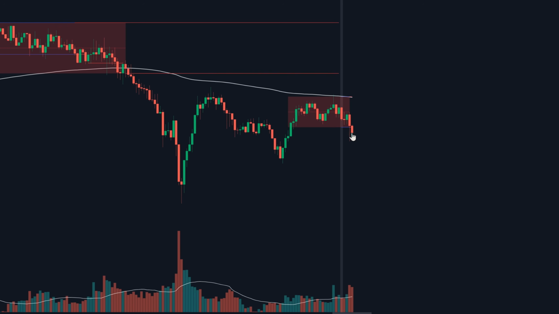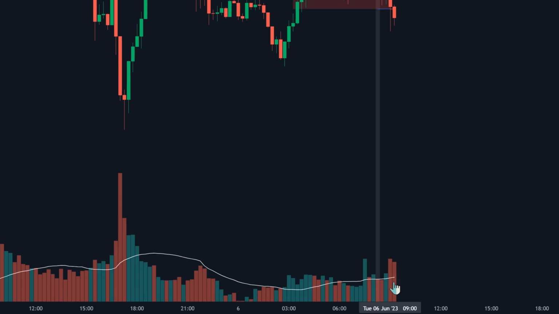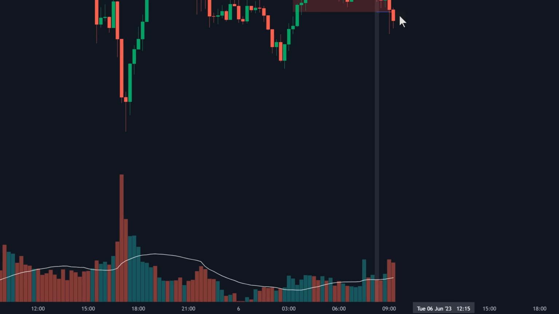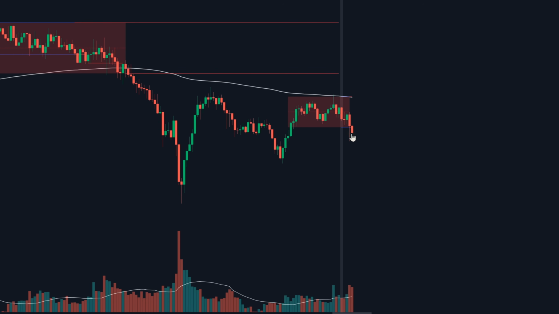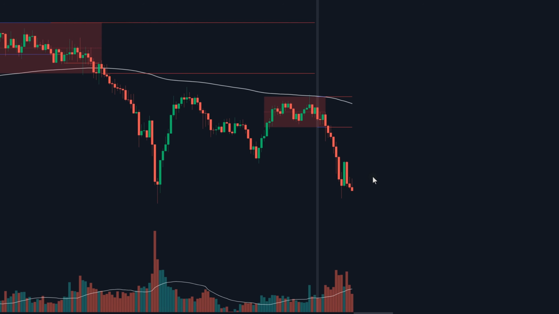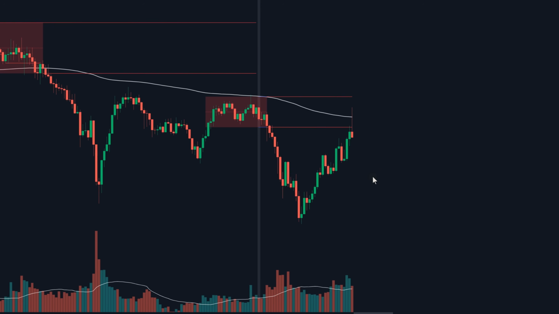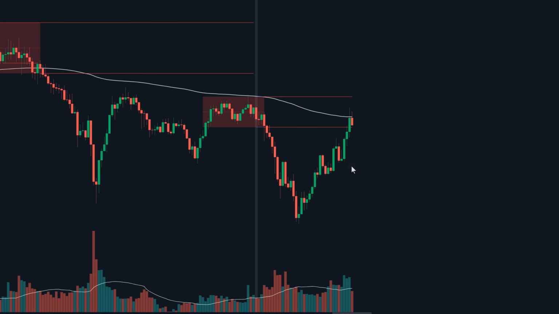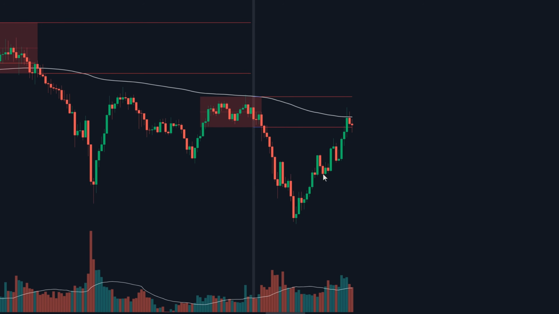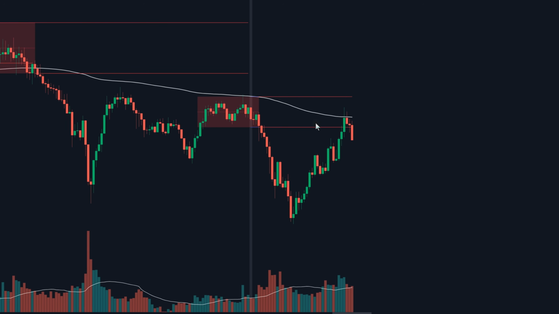Now, for this breakout to be valid, it needs to be accompanied by significant bearish volume. To confirm that, we're going to make sure that this volume bar closed above this white moving average. After the breakout, we want a retest to happen. We, again, let the market play out and see what happens. So this is the retest of this zone. As you can see here, after several candles, price came back to retest the zone.